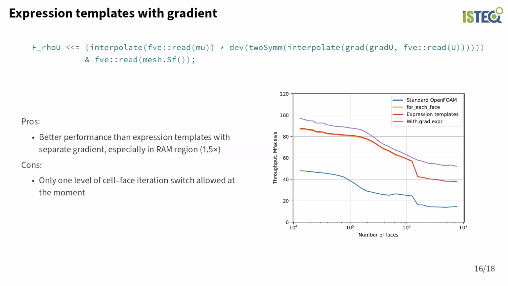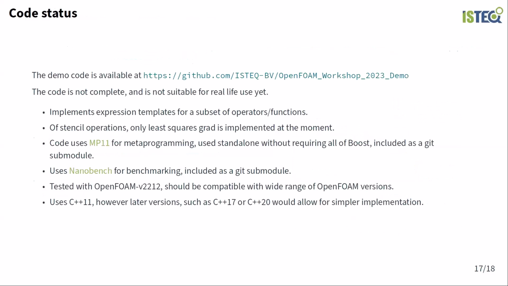And so far the problem that's left is that it supports only one level of this cell-face iteration transition. Maybe it can be done, but I have not come up with a way to overcome this yet. Yeah, so there is a little demo code on GitHub. It's not usable for real life applications yet because it implements only a subset of operations, and also parallel communication is not fully implemented yet either.